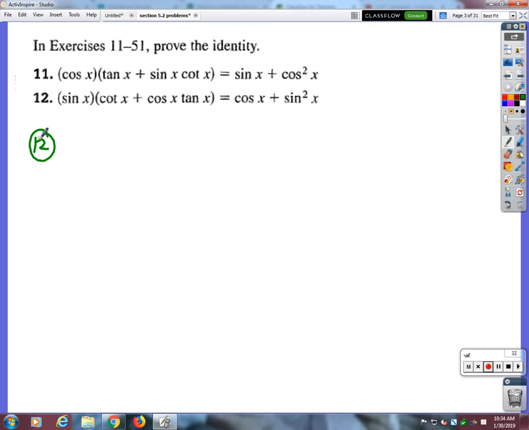I'm going to get rid of the parentheses by distributing the sine. Okay? So sine times cotangent is just sine x cotangent x plus sine times this stuff is sine x cosine x tangent x.